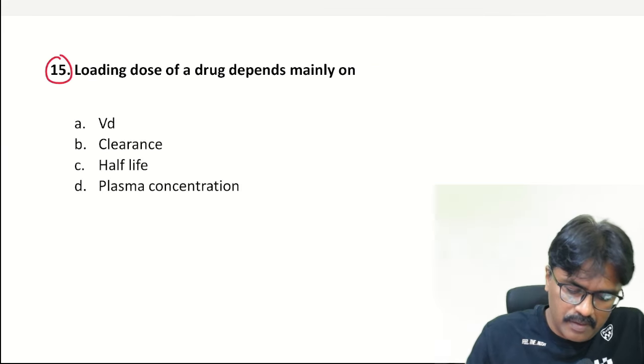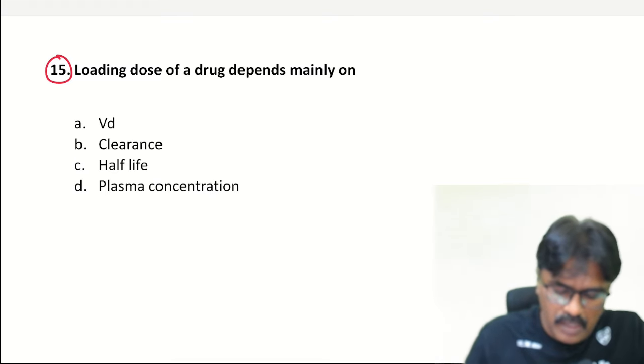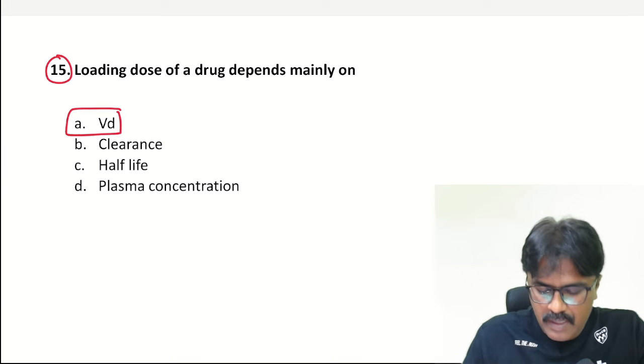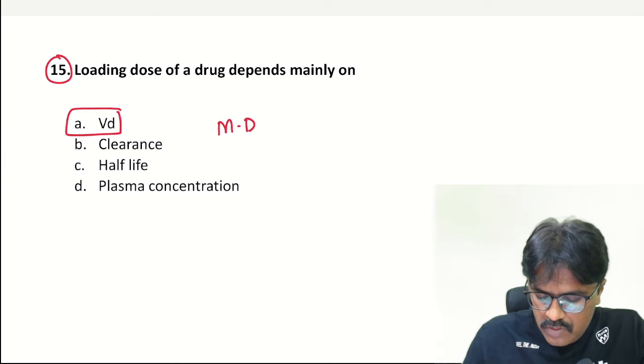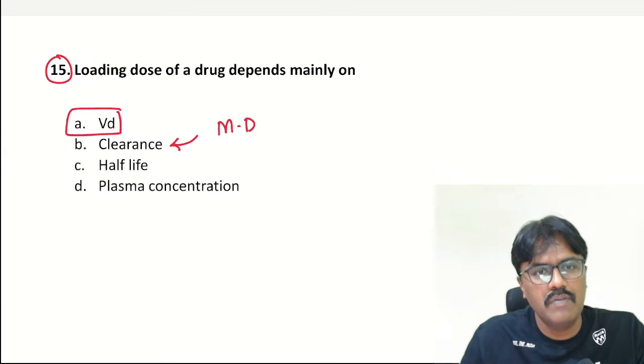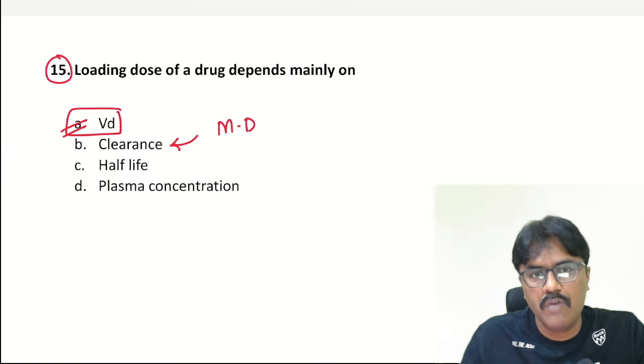Question number 15. Loading dose of a drug mainly depends on. Remember, loading dose depends mainly on the volume of distribution of a drug. Again, there is a dose called maintenance dose. It depends on clearance. So please understand this repeatedly asked question. Loading dose depends on VD and maintenance dose depends on the clearance. So the answer is A, that is volume of distribution.